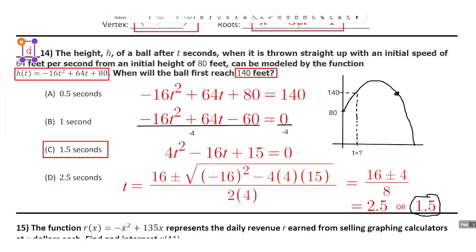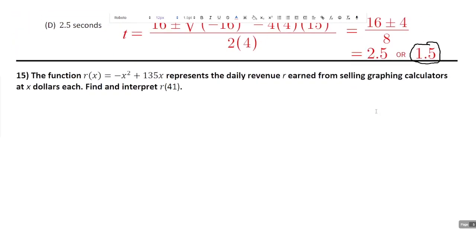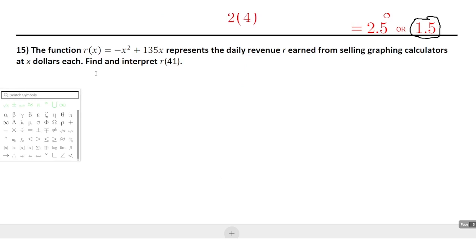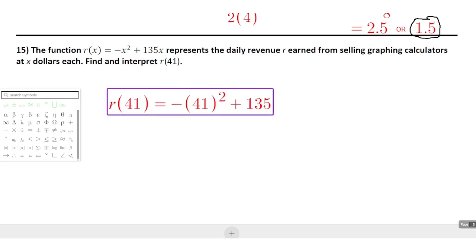That leaves us with one last problem. The function r of x equals negative x squared plus 135x represents the daily revenue earned from selling graphing calculators at x dollars each. Find and interpret r of 41. So r of 41, first let's just find what it is, and then we'll make a statement on what it means. But r of 41 is going to be what we get when we substitute 41 into the equation. Now be careful here. That negative sign is outside of the square, so you don't want to include it inside the square, else you'll get the wrong answer.